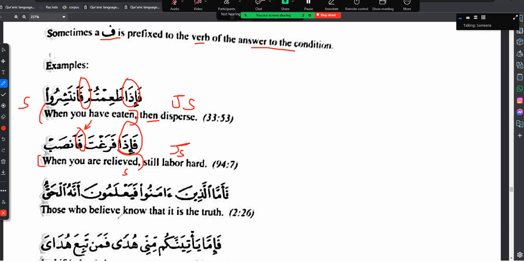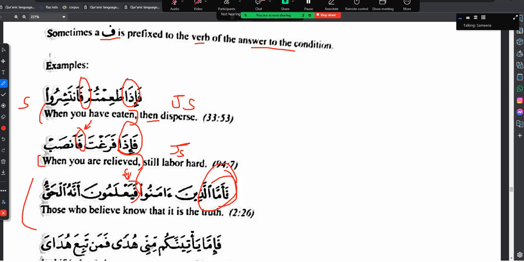Here, what do you see? Any conditional article in this ayah? Yeah. So فَأَمَّا الَّذِينَ آمَنُوا, those who believe, this is the shart part, okay? And then we have "know that it is the truth," فَيَعْلَمُونَ أَنَّهُ الْحَقُّ. So this is the jawab shart, and it starts with a fa. And which is the conditional article in this ayah? Amma, very good. We have amma as a conditional article.